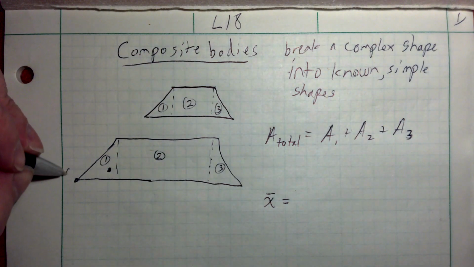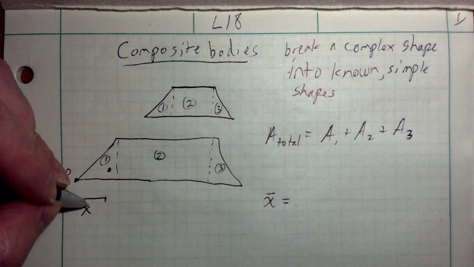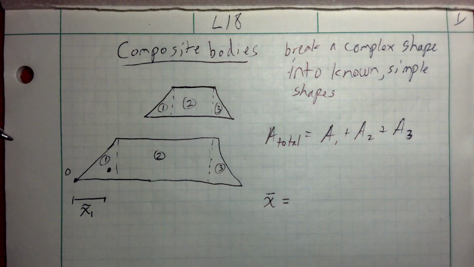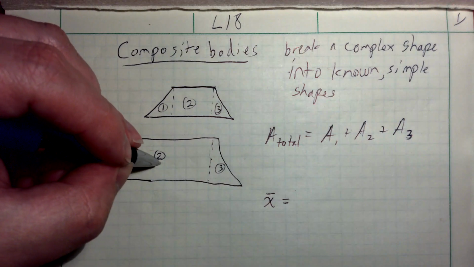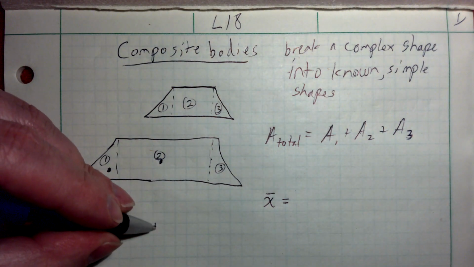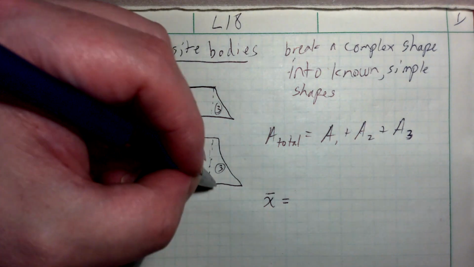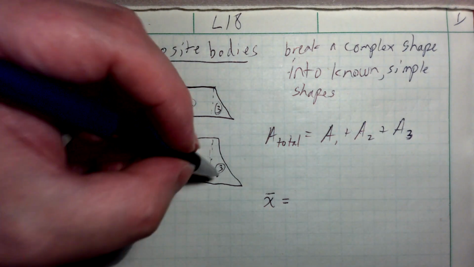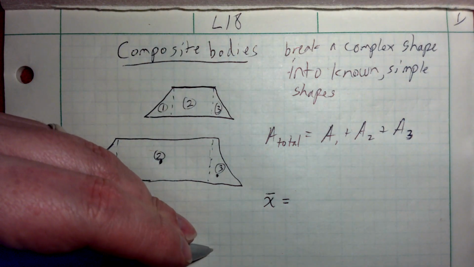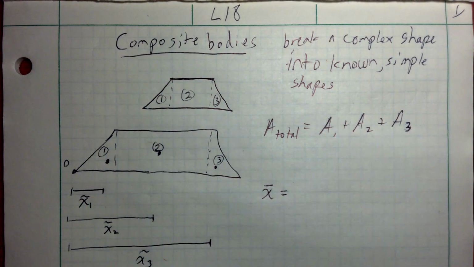So if I say this is my origin, then this is x tilde 1. That's the location of the centroid of this triangle. And the location of this centroid is right here in the middle of this rectangle. So from the origin out to here, that's x tilde 2. And the center of this triangle is down here, in the thick part of that triangle. This is x tilde 3.